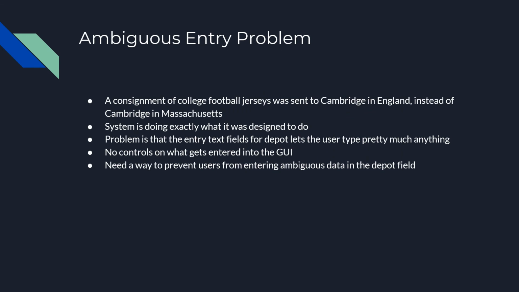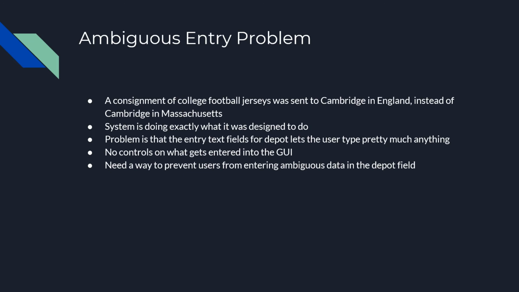However, it needs to be addressed here that there is an ambiguous entry problem with the previous code, because there are many things that people could write to dpot, since there's no limit to what a person can choose from. So a consignment of college football jerseys was sent to Cambridge in England instead of Cambridge in Massachusetts. This caused an ambiguous entry problem for the headX deliveries. The system is doing exactly what it was designed to do, because it received the text and saved the text into the deliveries.text file.